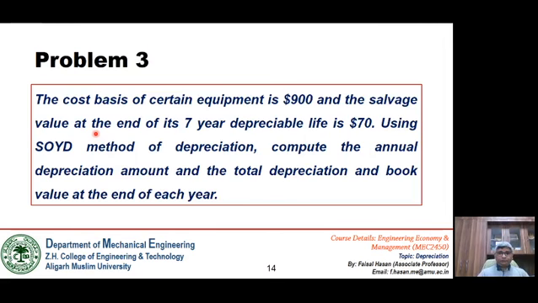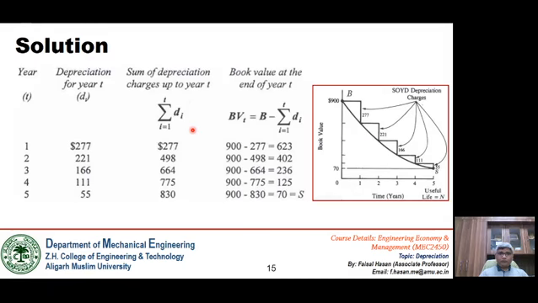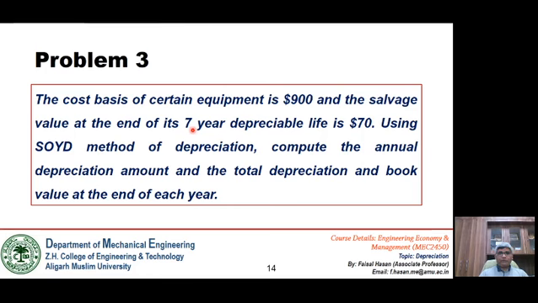Again, this is for your practice. You can just solve the same problem using SOYD method, the same problem which we have solved for the straight line method. So again, the cost basis or the first cost is given as $9,000, salvage value is given as 70, and the depreciable life, instead of 7, it is 5.